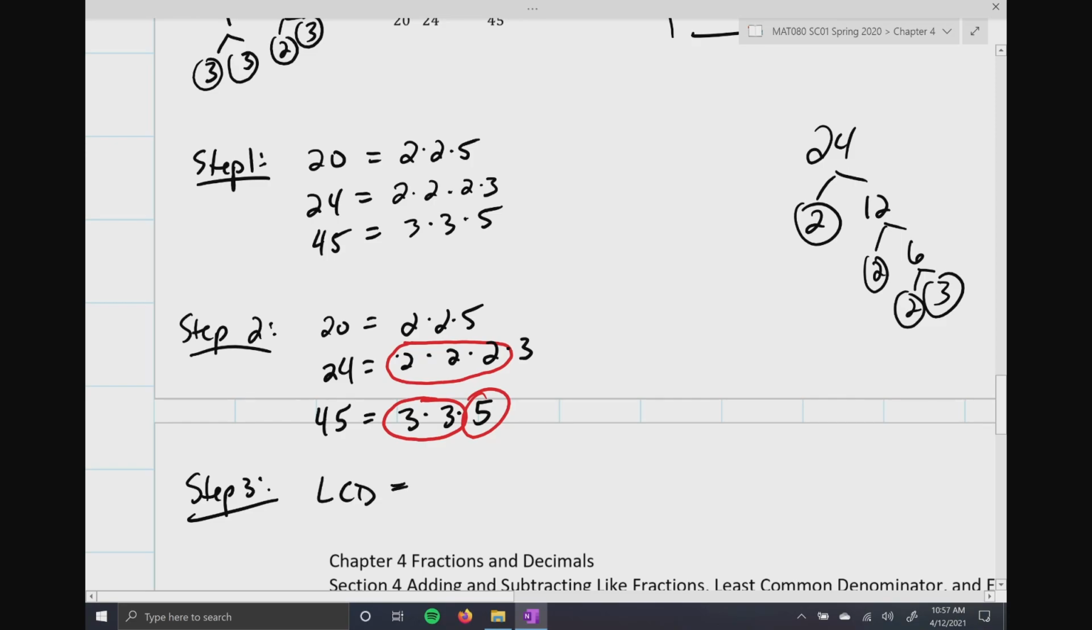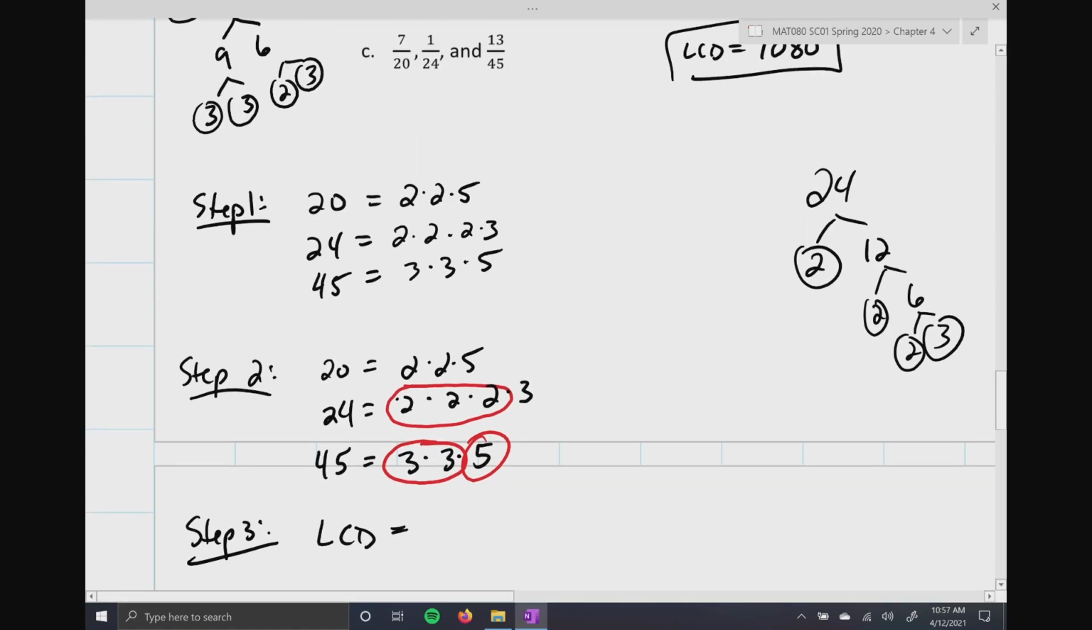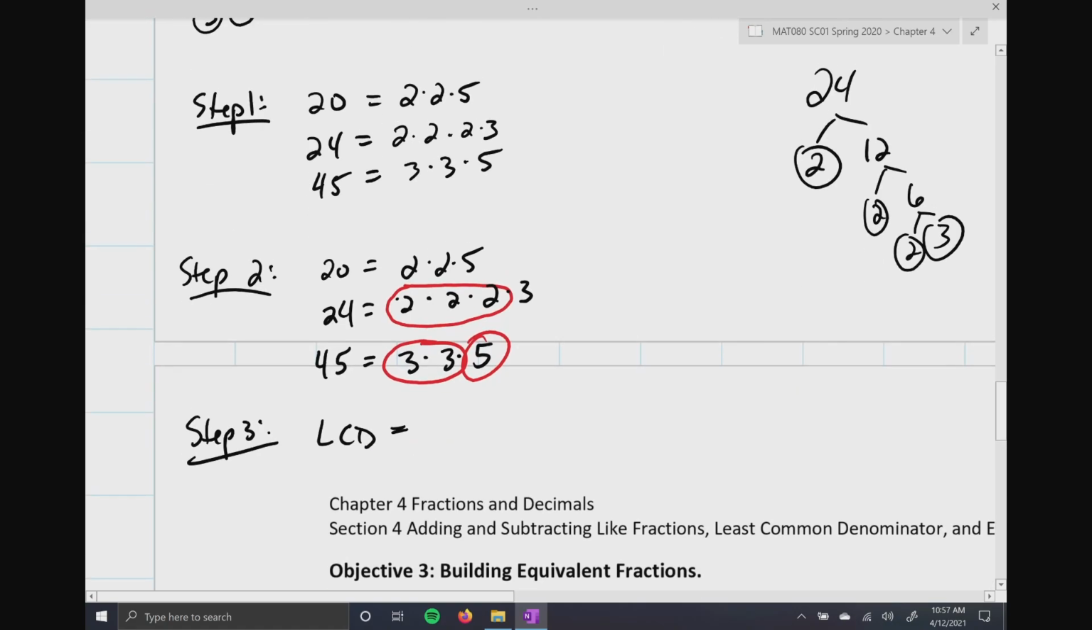So the LCD for the numbers 7 over 20, 1 over 24, and 13 over 45 is going to be 2 times 2 times 2 times 3 times 3 times 5, which is a very special number. 360. Okay, are there any questions?